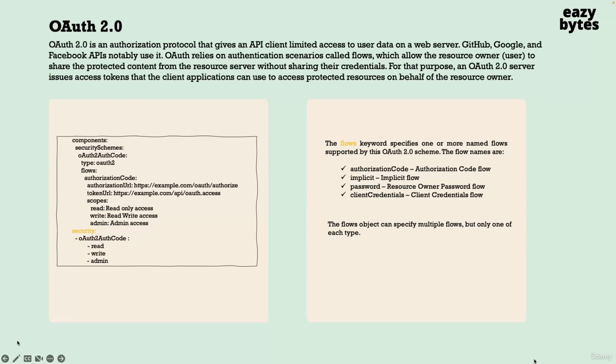Once we define these details, under the security keyword we can refer to the same security scheme that we have defined under the components, but this time instead of giving an empty square bracket, we need to provide all the scopes that your OAuth2 framework is going to support.